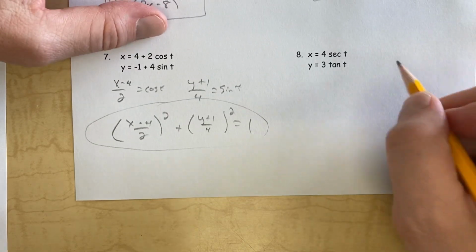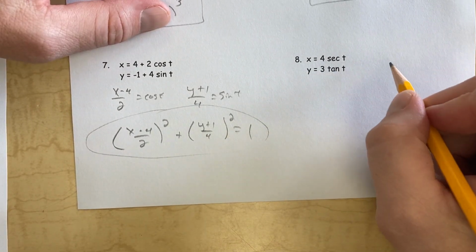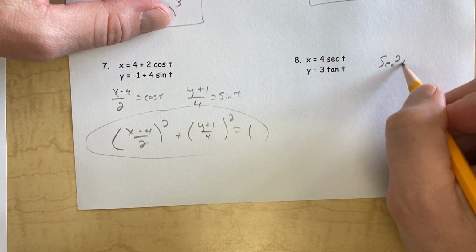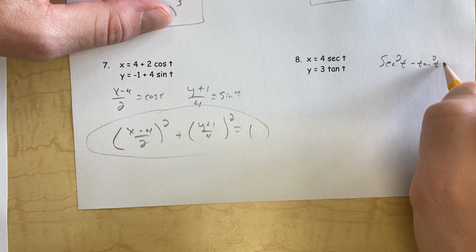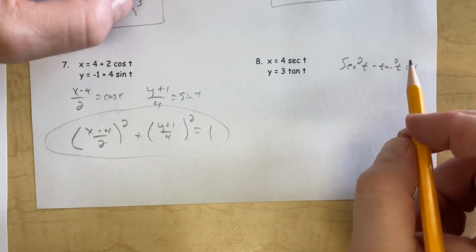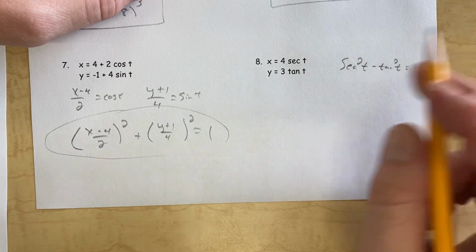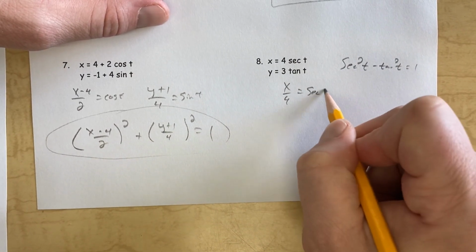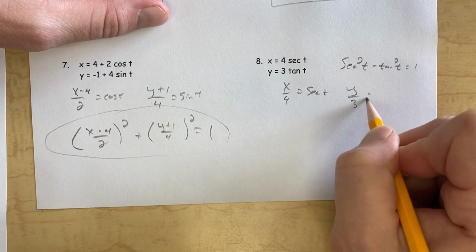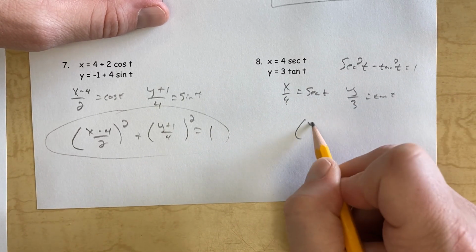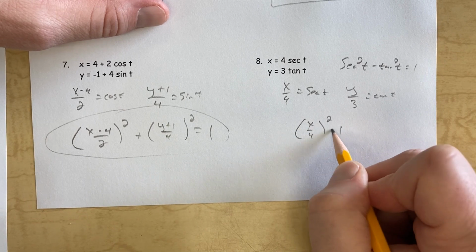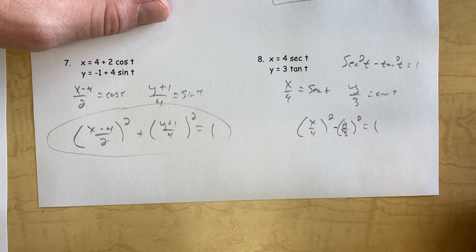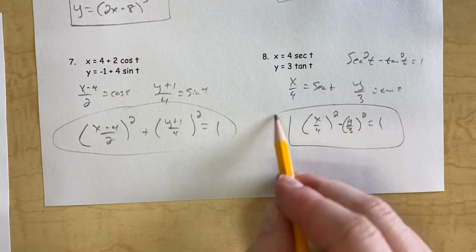And then for this one, we're going to use a different form. So we're going to use secant squared minus tangent squared equals 1. We can develop that or remember that from our trig identities from a ways ago. And x over 4 is the secant. Y over 3 is the tangent. So (x over 4) squared minus (y over 3) squared equals 1. All right, and that would be our equation to get rid of the parameter.